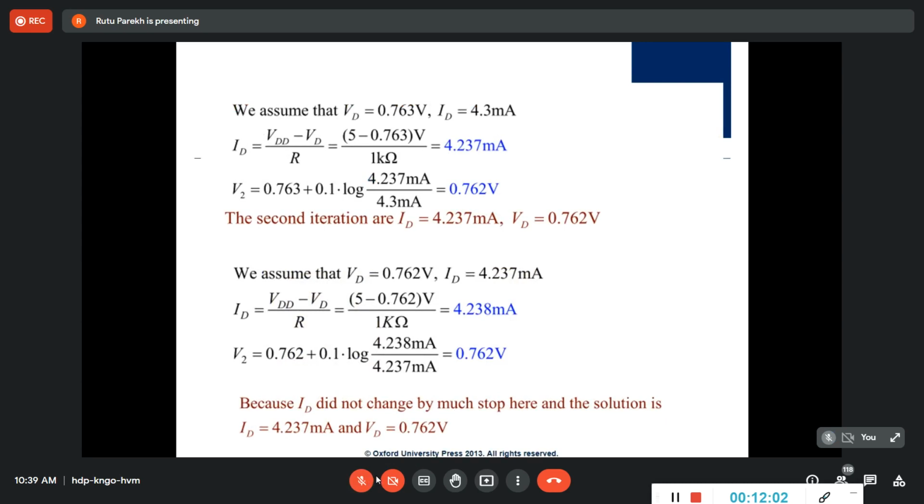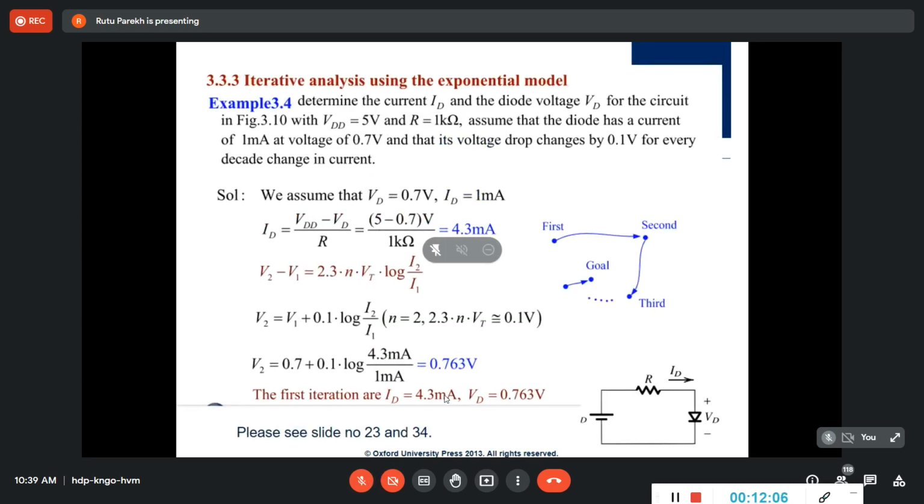And what was the use of that, for every point, for every decade change in I, the voltage drop was 0.1? Okay. We didn't use it. No, we used it.